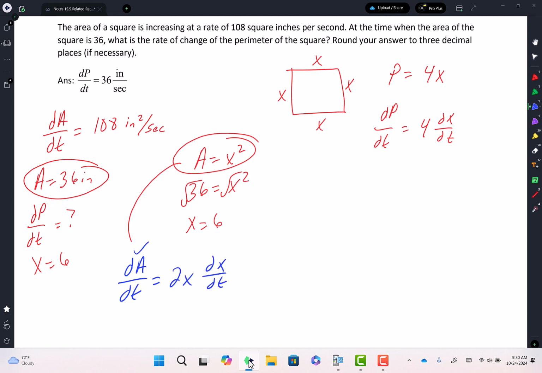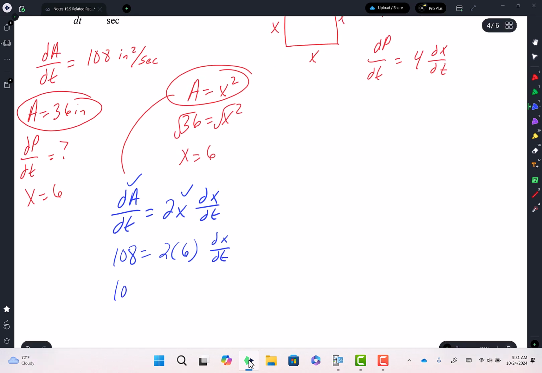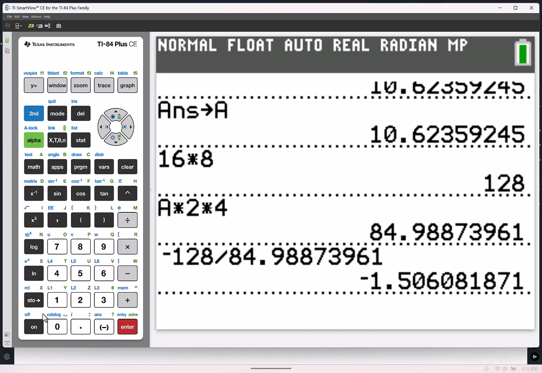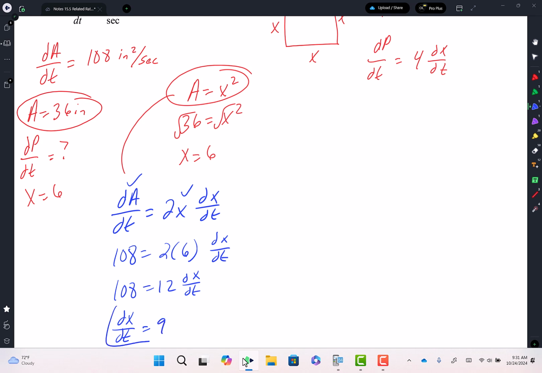And then look, we have the dA/dt and we have the x. So dA/dt was 108, equals 2 times 6 times dx/dt, which we do not know. So 108 equals 12 dx/dt. So dx/dt equals 108 divided by 12. What's that? 9. 108 divided by 12, 9. Now that I know that dx/dt is 9, I just plug it in right there.